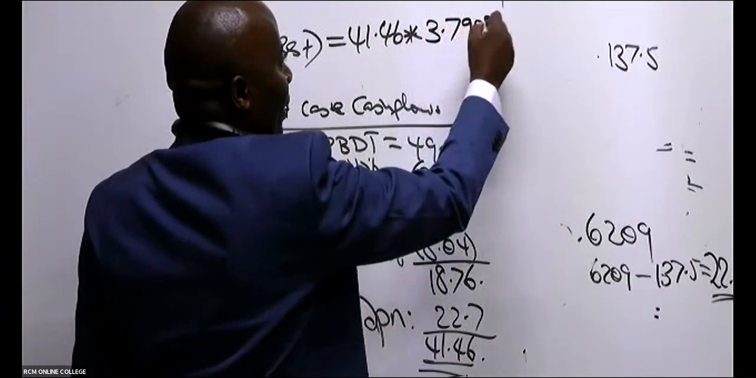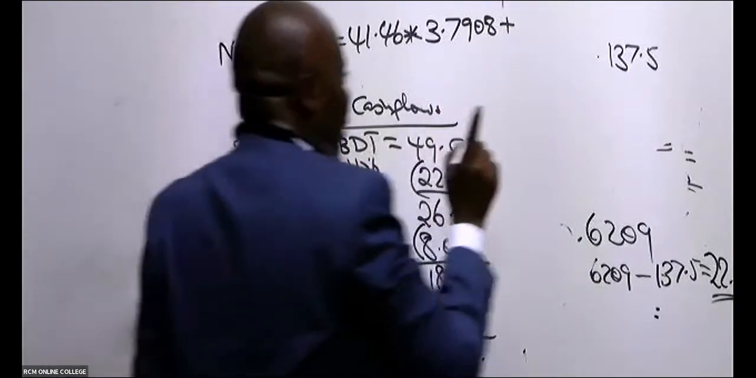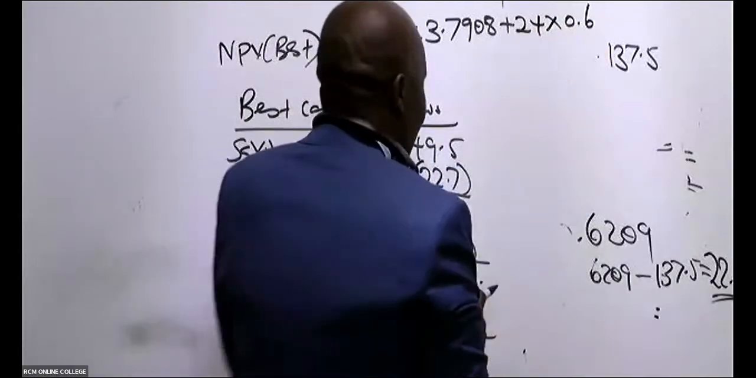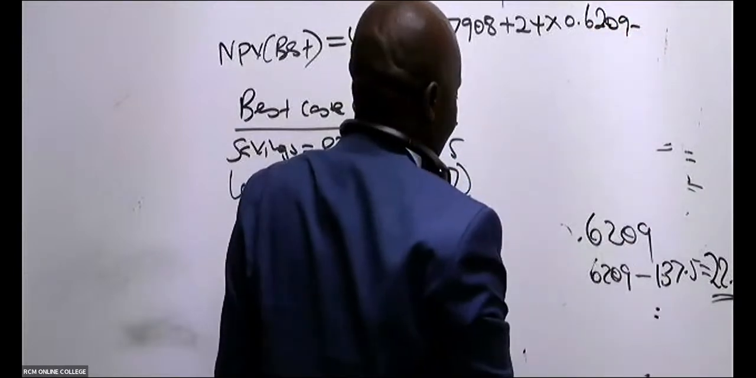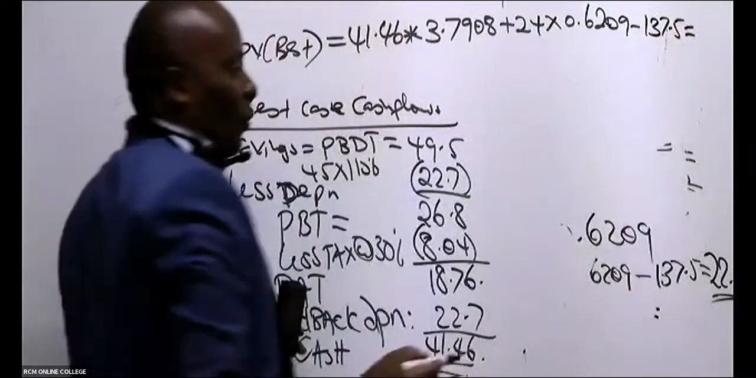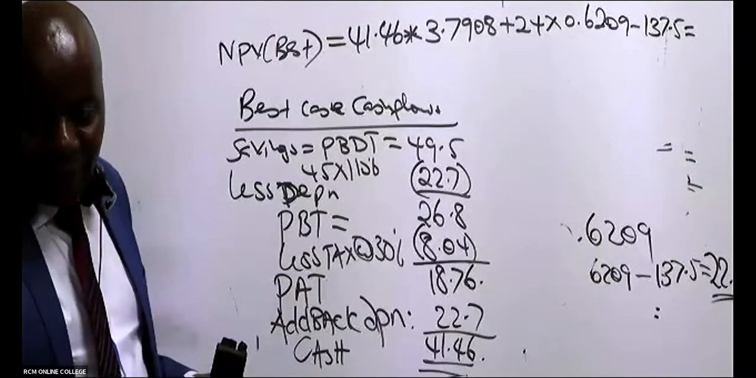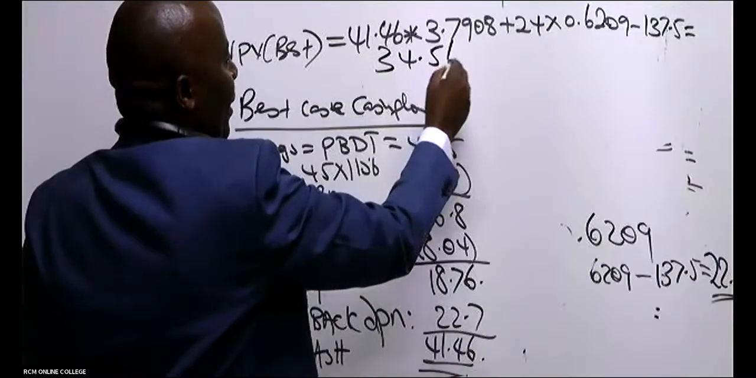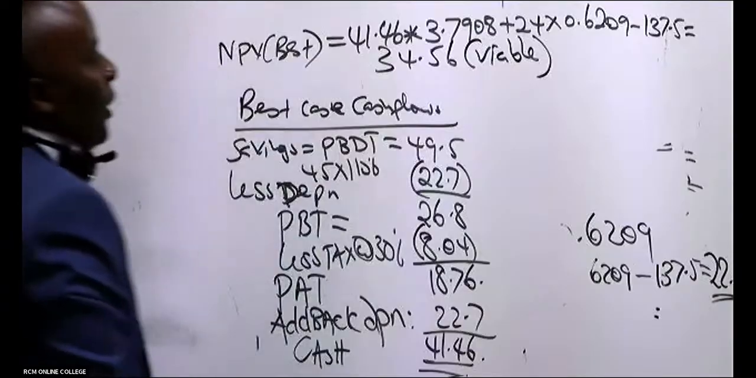Do you still remember that we have some terminal cash flow? Over how much? 24 times PVFA of 0.6, 209, minus the initial outlay, which will not fluctuate, 0.5, which then at the end of the day will give us what figure? 34.56. So this gives us 34.56 in this case here, which is positive, isn't it? So the project is what here? Viable. The project is viable.